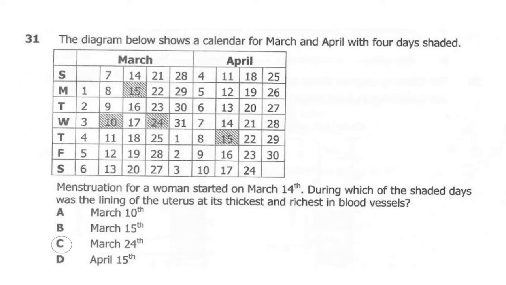Then after ovulation, the female now releases progesterone, which will maintain the thickness of the lining so that it's now left thicker. That's why here we've gone to day 24.